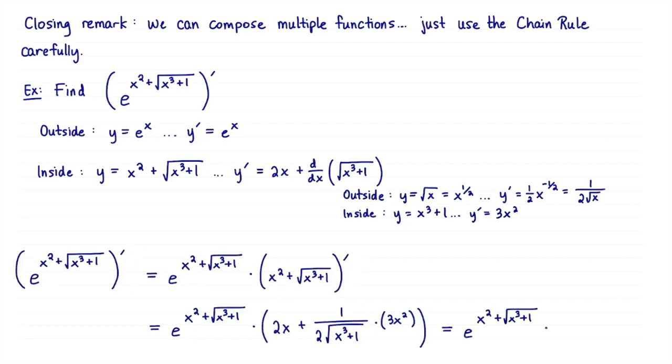So this is going to be e to the x squared plus the square root of x cubed plus 1 times 2x plus 3x squared over 2 times the square root of x cubed plus 1. So you can see you can have several levels here. So we could even have kept going if we had multiple nested functions. So the chain rule is pretty powerful.